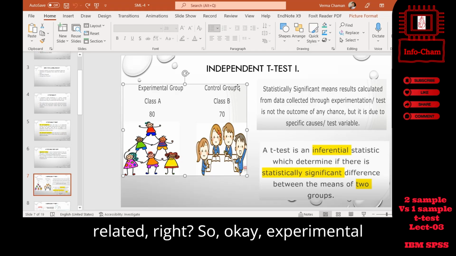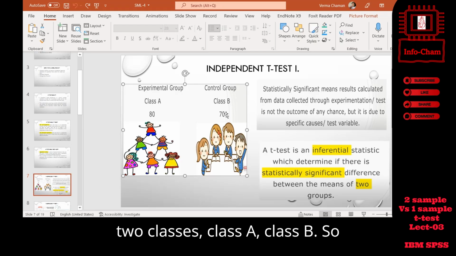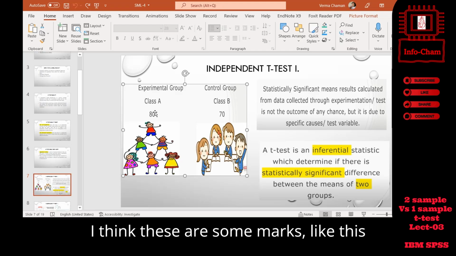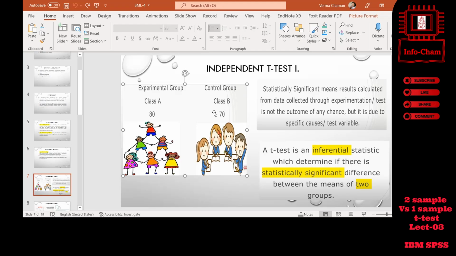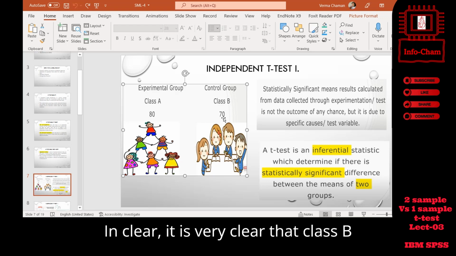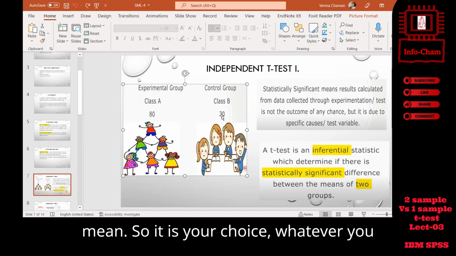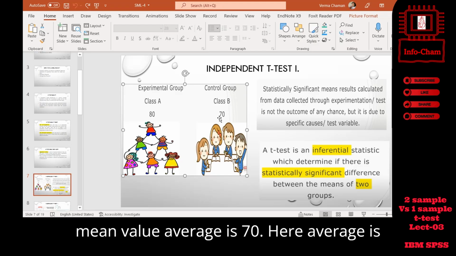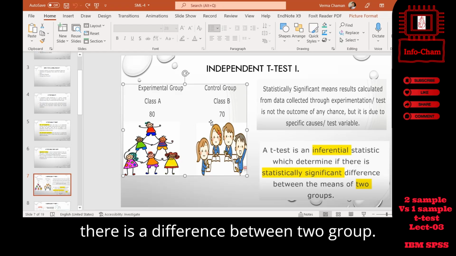Experimental group A, class A, and suppose there are two classes, class A and class B. Suppose they scored 80 and the second group scored 70. It is very clear that class B has lower marks, or maybe it can be the mean, it is your choice. Suppose it is a mean, so the average is 70. Here the average is higher, so you can easily see there is a difference between the two groups.